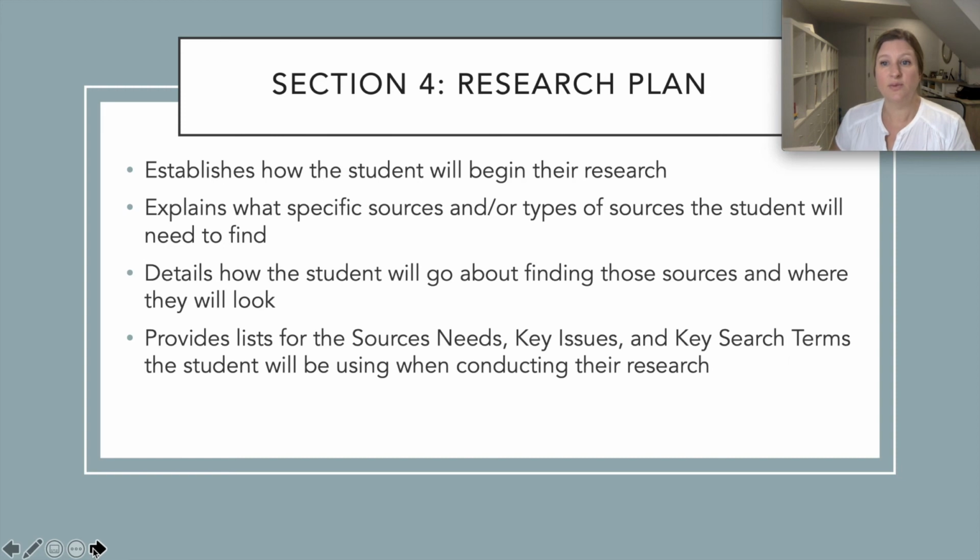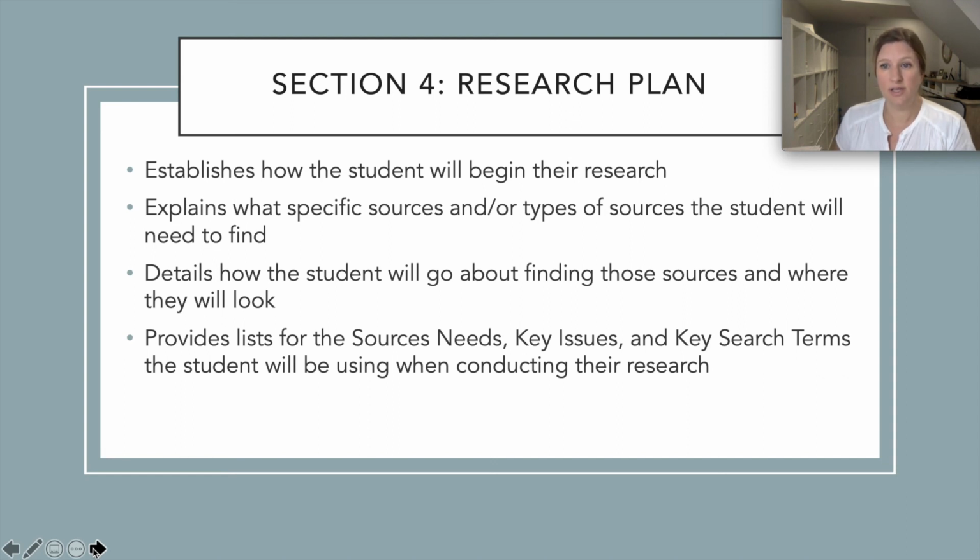The next section is the research plan. This explains how you will begin your research and how you will go about answering the questions that you've posed in the previous section. So you will explain what specific sources and or types of sources you will need to find. You will explain how you'll go about finding those sources, where you will look, where you will begin, and you'll provide specific lists of source needs, key issues, and key search terms.